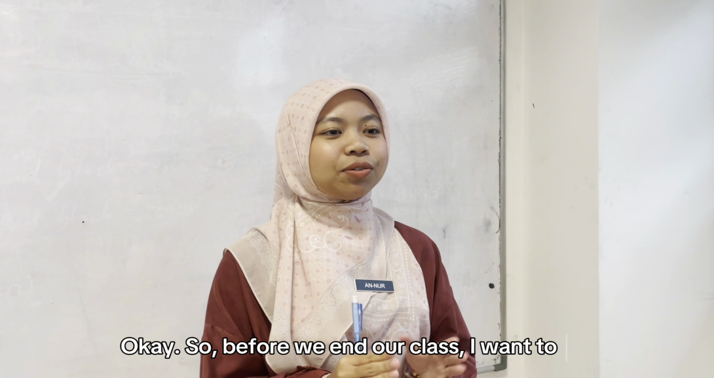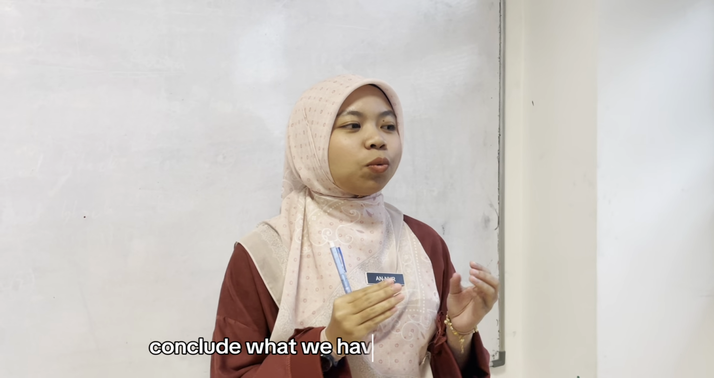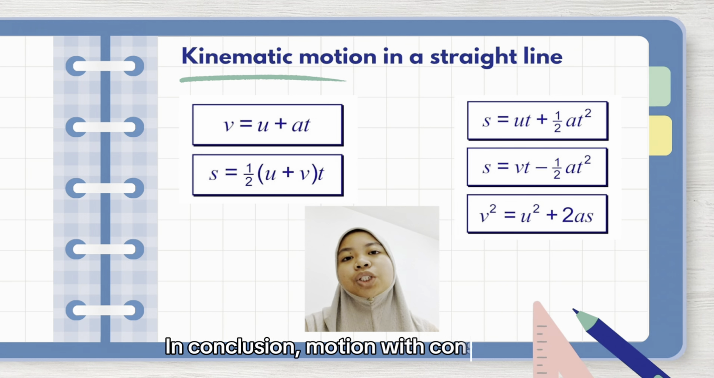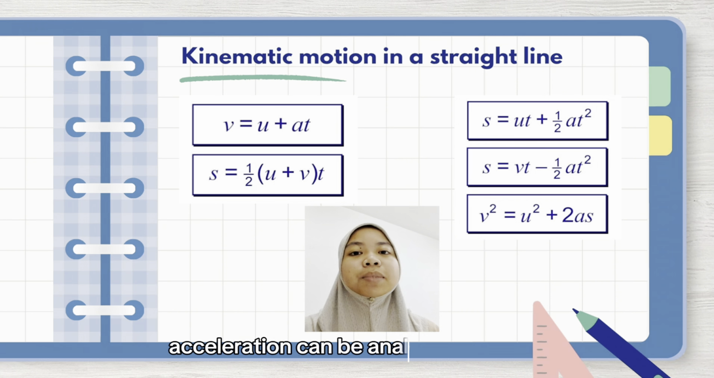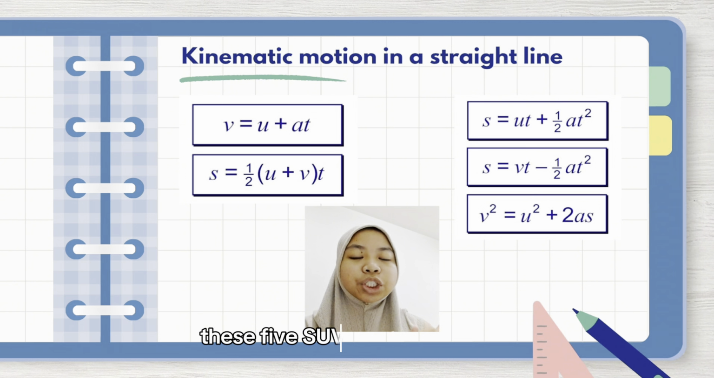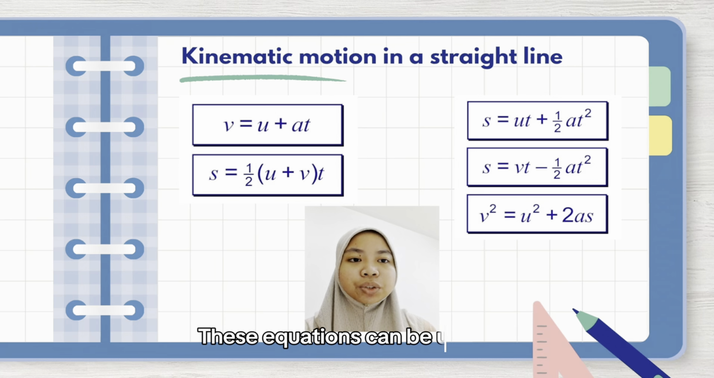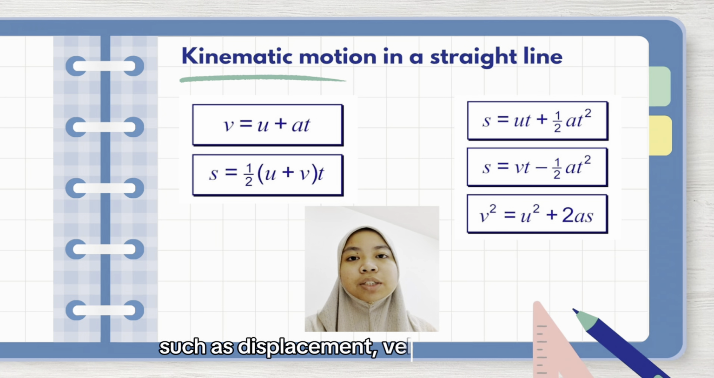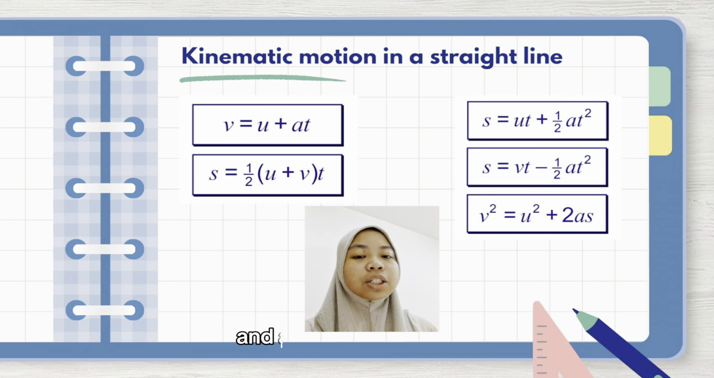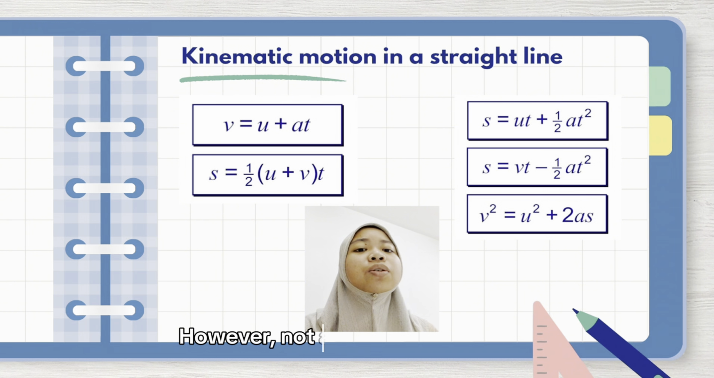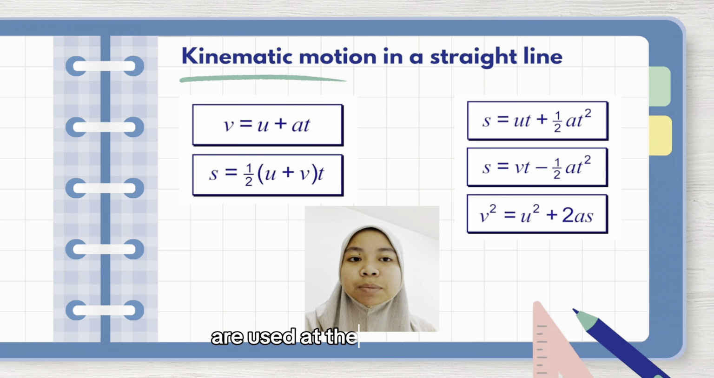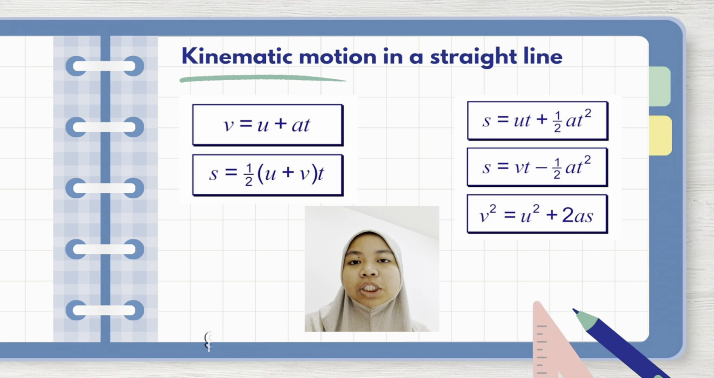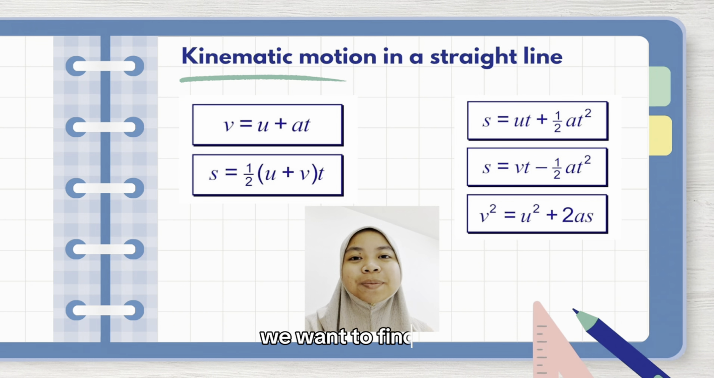Okay, so before we end our class, I want to conclude what we have learned today. In conclusion, motion with constant acceleration can be analyzed using these five equations. These equations can help us determine the unknown quantity, such as displacement, velocity, time, and also acceleration. However, not all these equations can be used at the same time. We need to select the most suitable equation based on the given information and what we want to find.